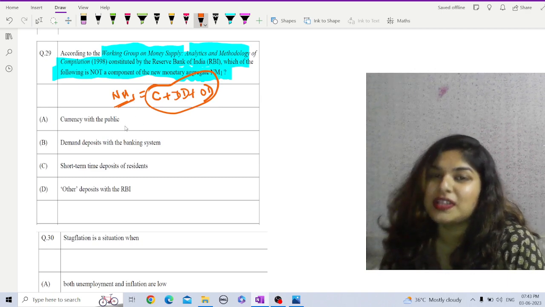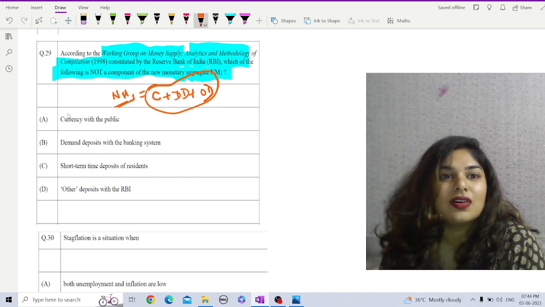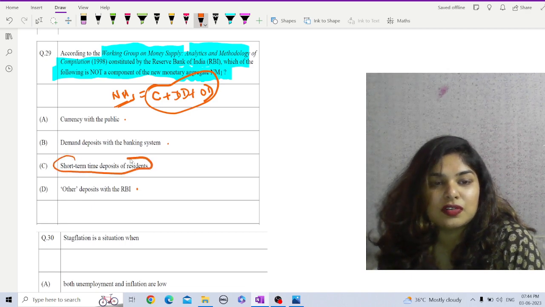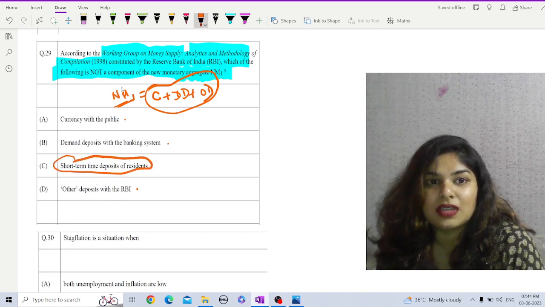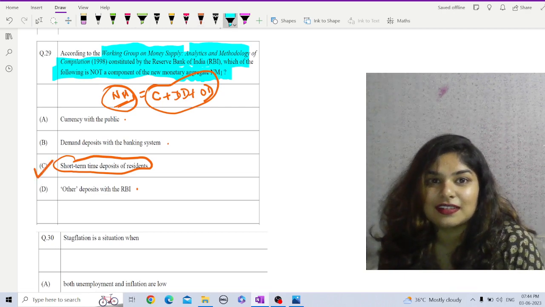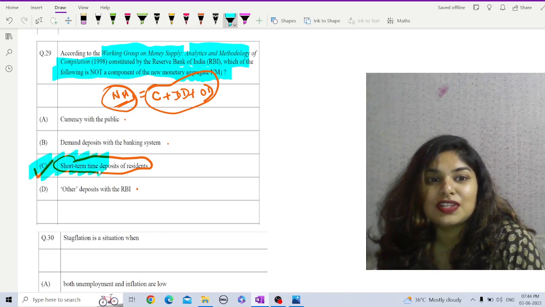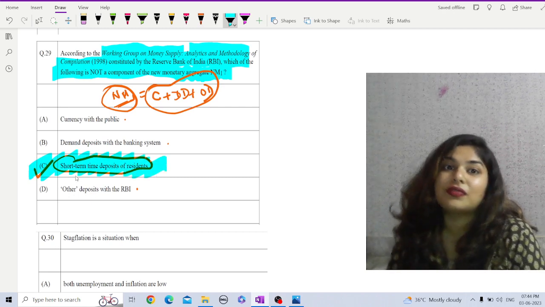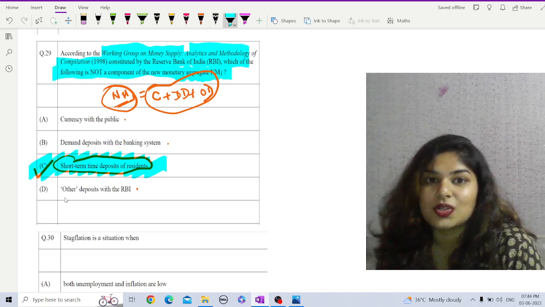Then we move on to the next components and so on. So that means C is definitely a part, demand deposit is a part, other deposit is a part, but short-term time deposit, we do not include time deposits in the first component of money supply. That is why C is our correct answer, because we have been asked which is not the component. A, B and D are all components of this particular aggregate, and C is not.